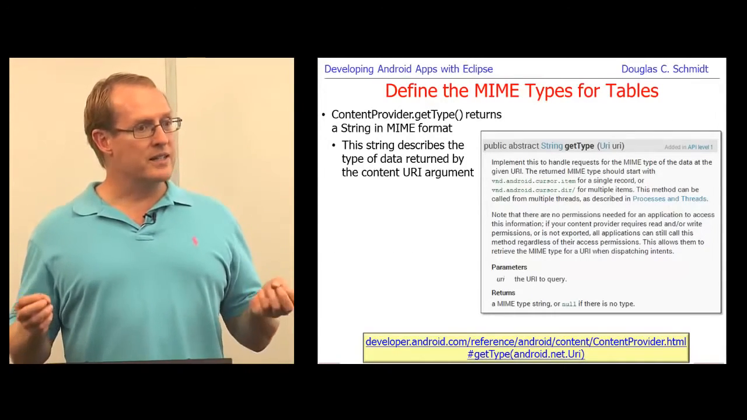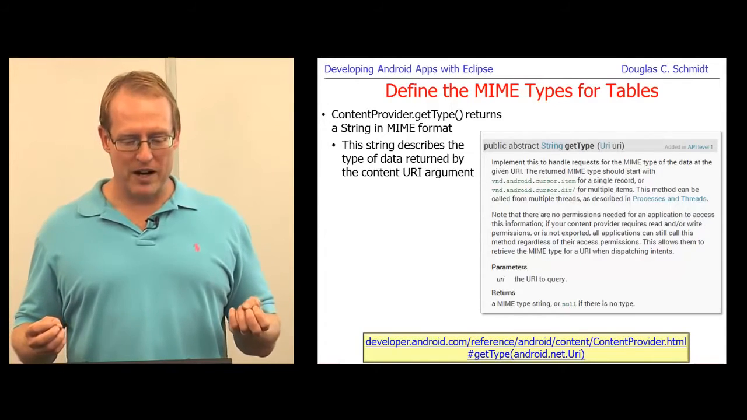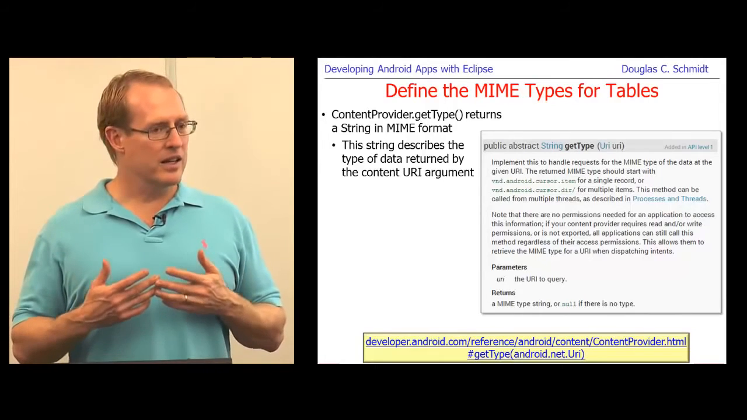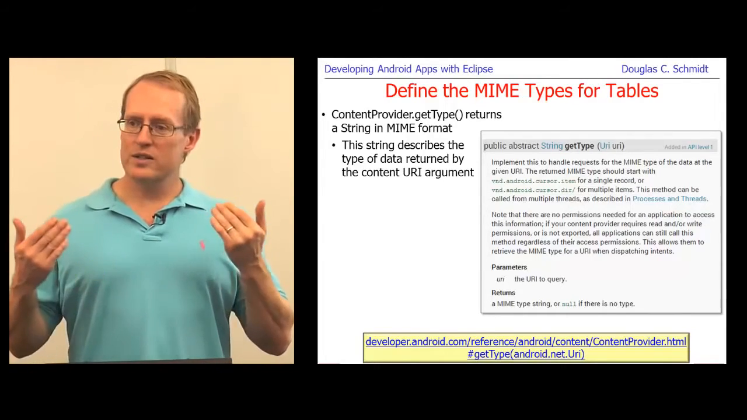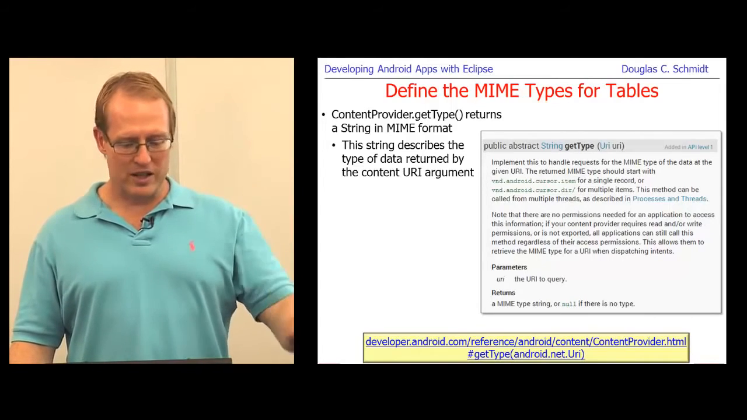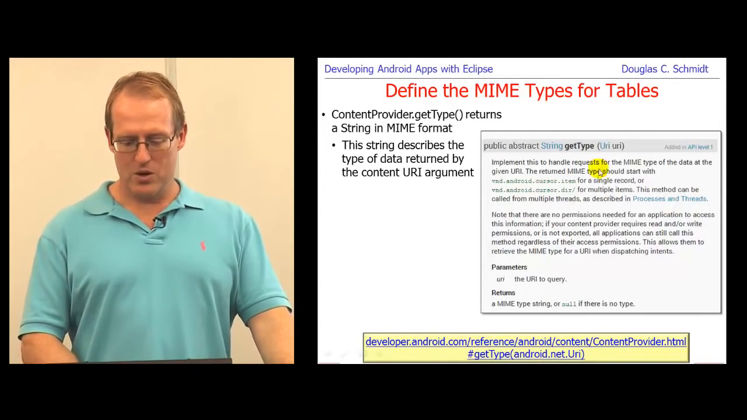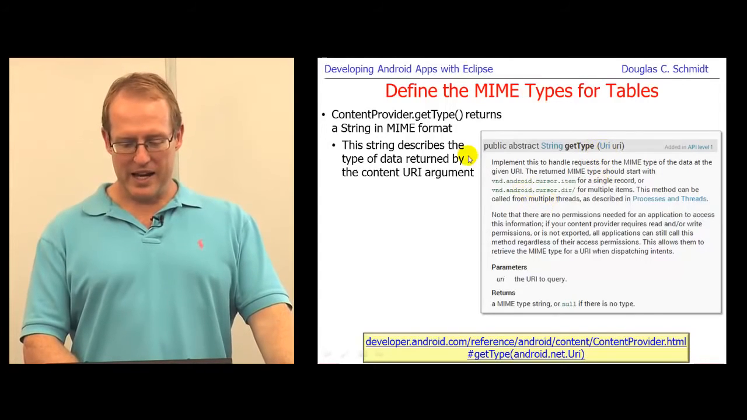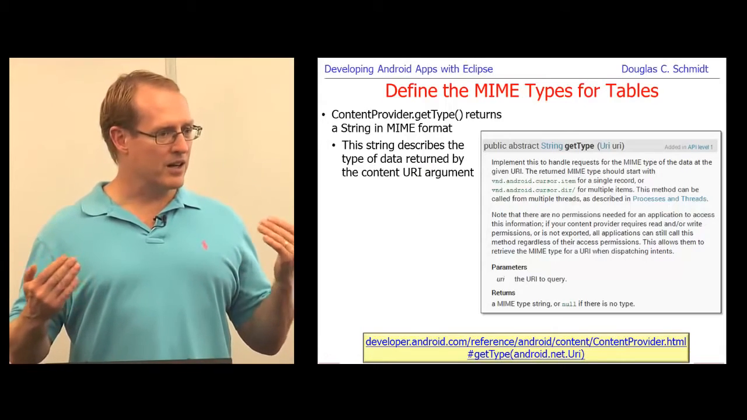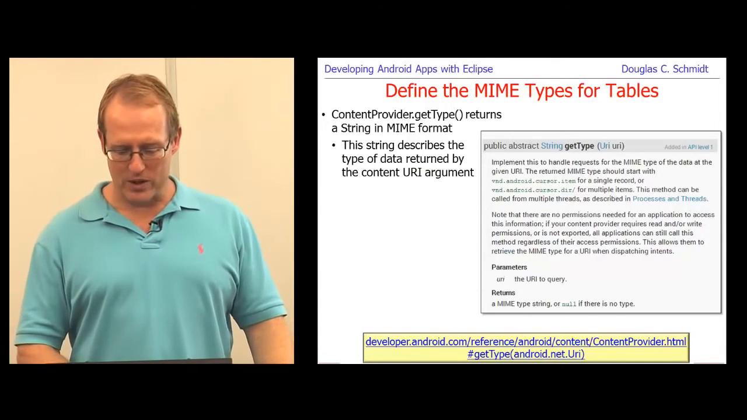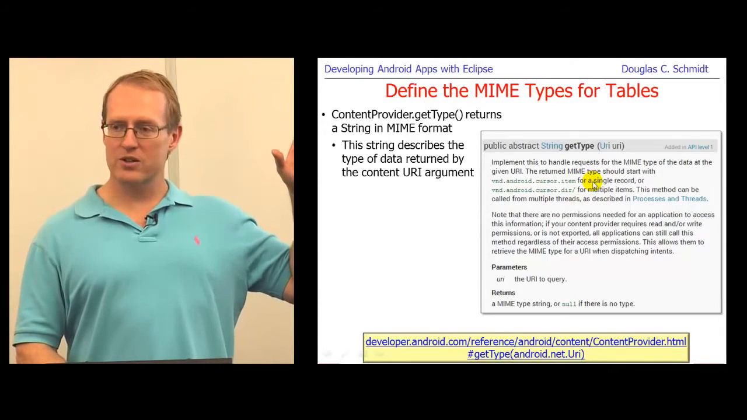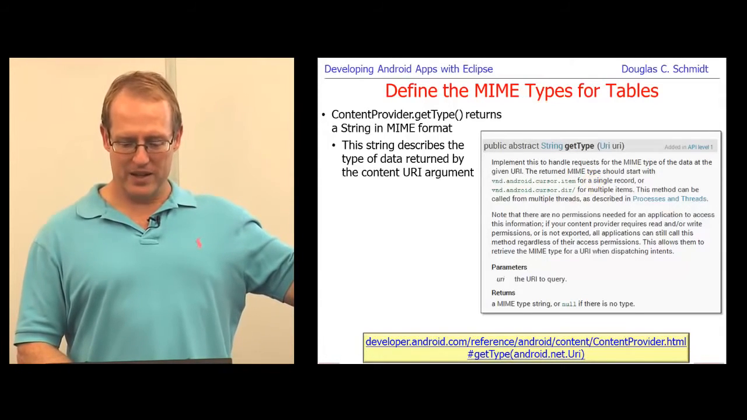So there's this getType method that the content provider uses, and it returns a string in MIME format that explains to the caller what the type is of the URI that was referenced in the call to getType. So you can see here you call getType, you pass in a URI, and it gives you back a string. And there are typically a couple of different variants here, one of which is the item, which is used to indicate a single record or a single row in the database.